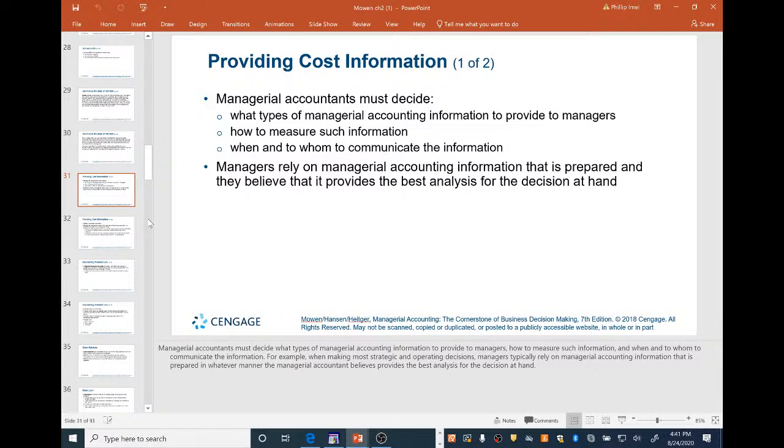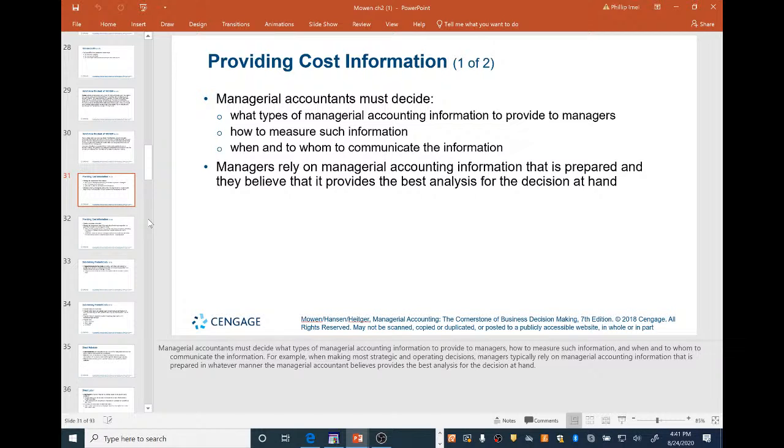So, providing cost information. Managerial accountants must decide what types of managerial accounting information to provide to managers. So what type of information to begin with, how to measure such information, and then ultimately who they are going to even give that information to. Those are the main decisions that the managerial accountants must make.